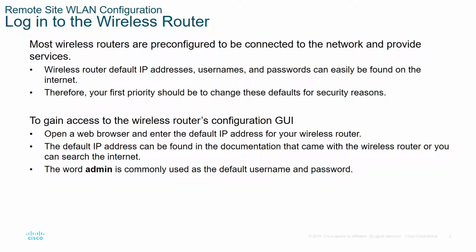Log in to the wireless router. Most wireless routers are pre-configured to be connected to the network and provide services. Therefore, your first priority should be to change these defaults for security reasons. To gain access to the wireless router's configuration GUI, open a web browser and enter the default IP address for your wireless router. The default IP address can be found in the documentation that came with the wireless router, or you can search the internet. The word admin is commonly used as a default username and password.